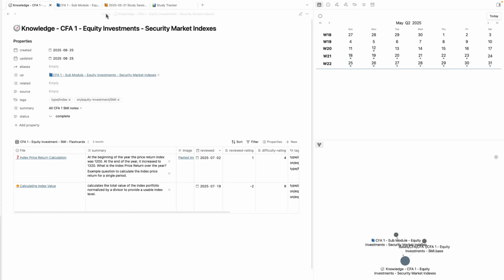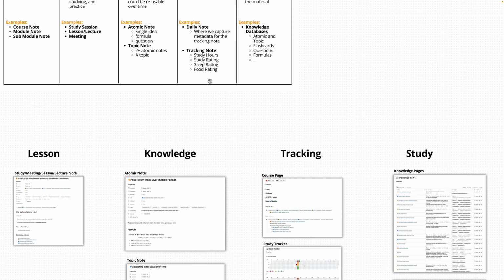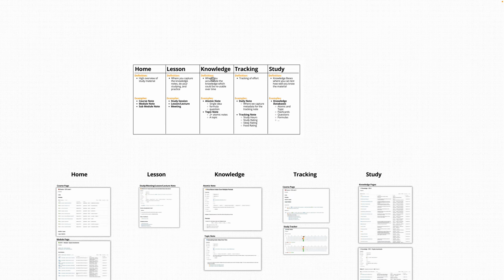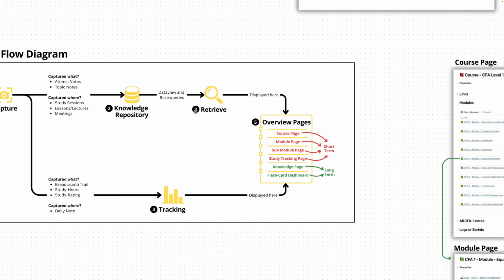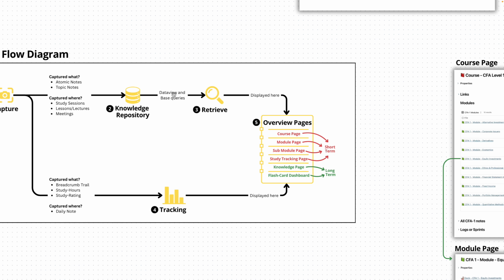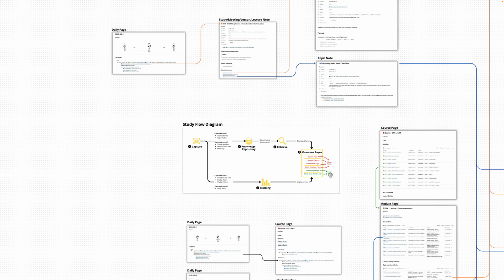So this is quite useful, and each course, module, submodule will have its own knowledge page. So that is how the knowledge notes are returned. If you go back to the flow diagram, you can see that this retrieval happens through Dataview and Base queries, and they're displayed in our overview pages, our course page, module page, submodule page, and long-term is our knowledge page and flashcard dashboard.